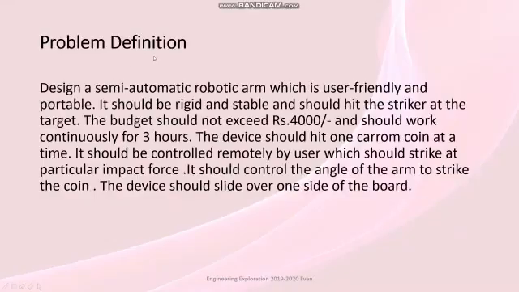Problem definition. Our problem definition is to design a semi-automatic robotic arm which is user-friendly and portable. It should be rigid, stable, and should hit the striker at the target. The budget of making this semi-automatic robotic arm is Rs 4000 and it should work continuously for 3 hours. The device should hit one carom point at a time.